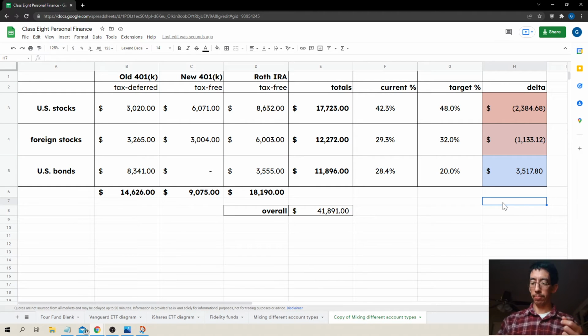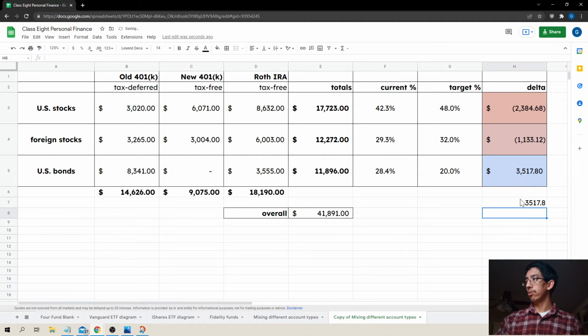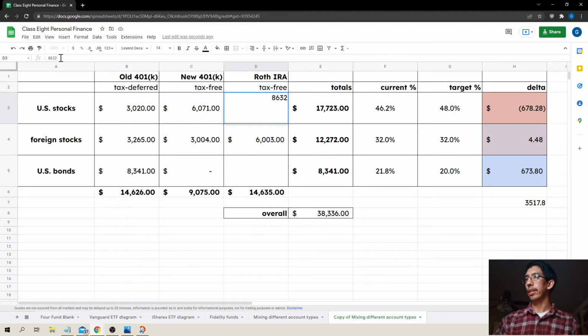Better yet, I'm just going to scratch paper it, sort of. 3,517.80, because that number is going to disappear once I turn that other number to 0. So let's do that. In fact, let me just go ahead and transfer 3,555, and I'll show you why in a moment. We're going to transfer it also into US stocks. And you're kind of going, whoa, we're kind of going over here, but I'll show you why. 3,555 right here.